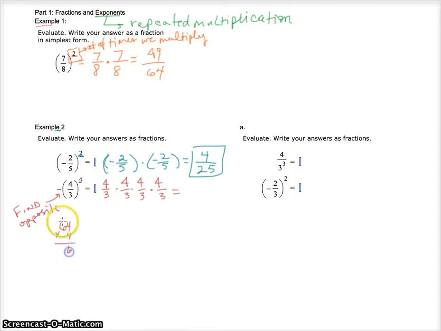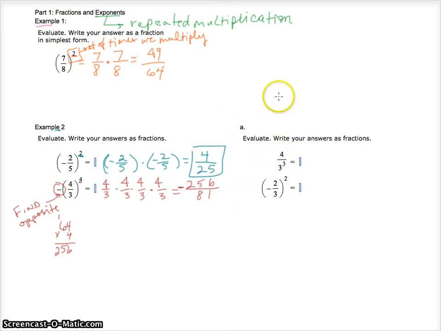4 times 4 is 16. 4 times 6 is 24, plus 1 is 256. Over 3 times 3 is 9, times 3 is 27. 27 times 3 is 81. Now this could be my final answer, but next I have to find the opposite of that value, so it's going to be negative 256 over 81.